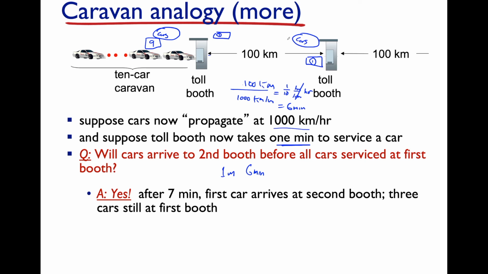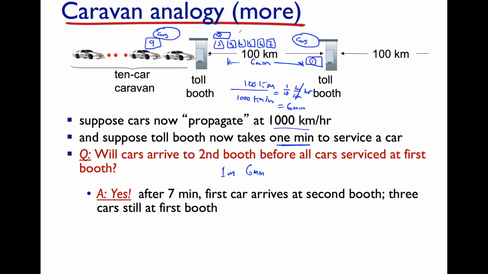Now, what happens in that 6 minutes? We just said that it takes 1 minute to service a car. So if it takes 1 minute to service a car, in the 6 minutes it takes that first car to traverse to the second toll booth, you're going to have 6 more cars. Car number 2, car number 3, car number 4, car number 5, car number 6, and car number 7 on the roadway side. Because in that 6 minutes that it takes the first car to traverse to the other side, it's going to be 6 additional cars.